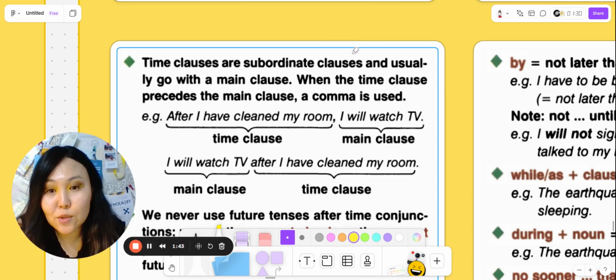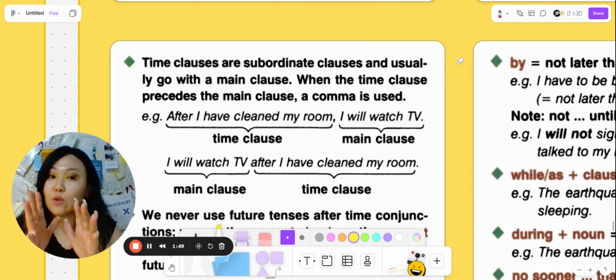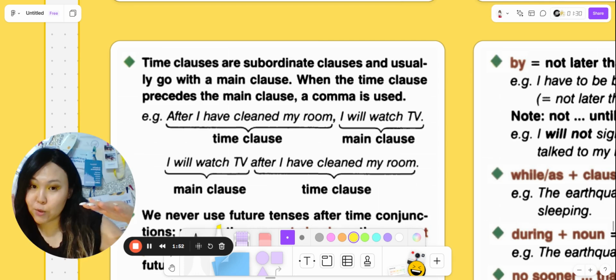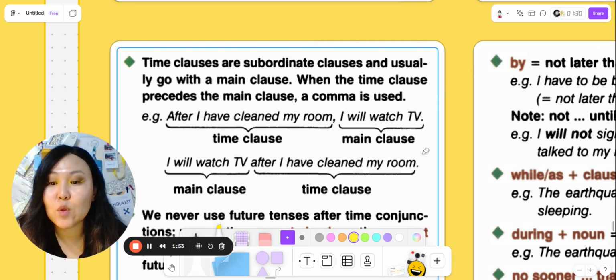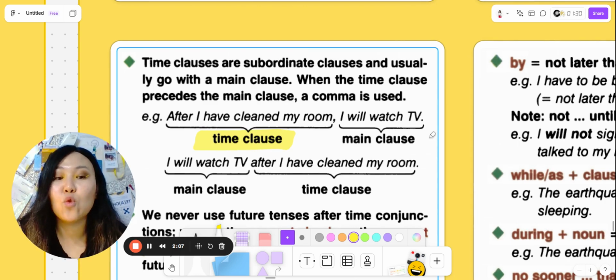So time clauses are subordinate clauses and usually go with a main clause. It means that they are not main, they are subordinate. When the time clause precedes the main clause, a comma is used. We have an example here. After I have cleaned my room, it's the time clause, I will watch TV. This is the main clause.